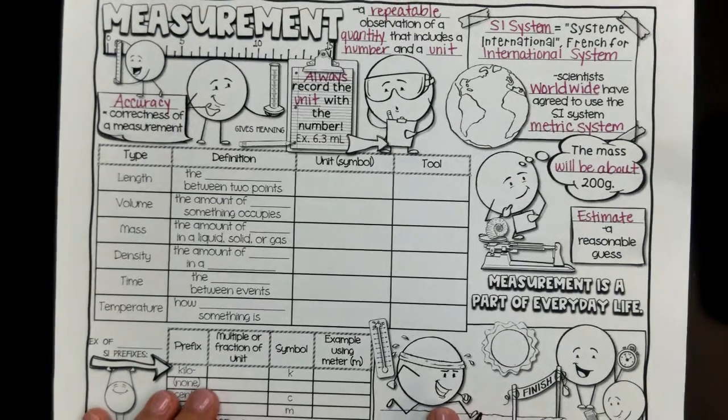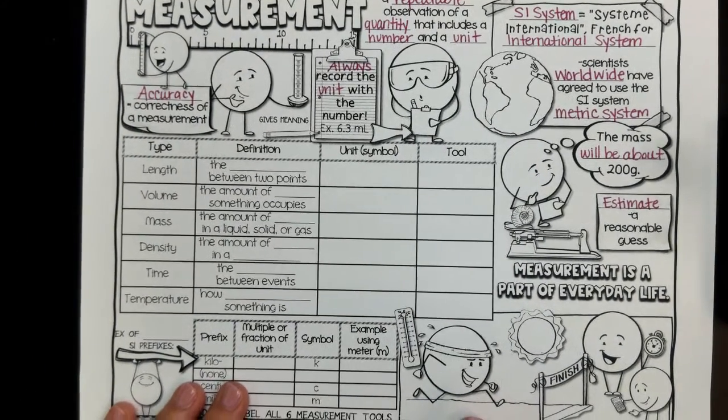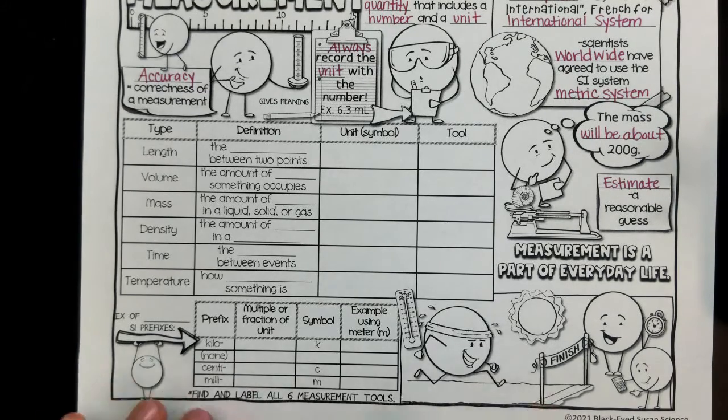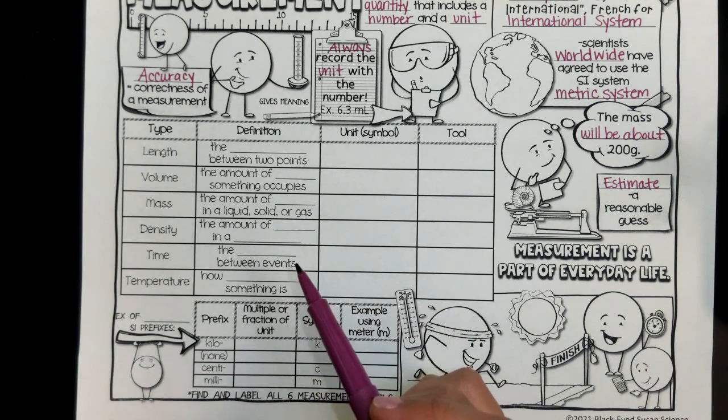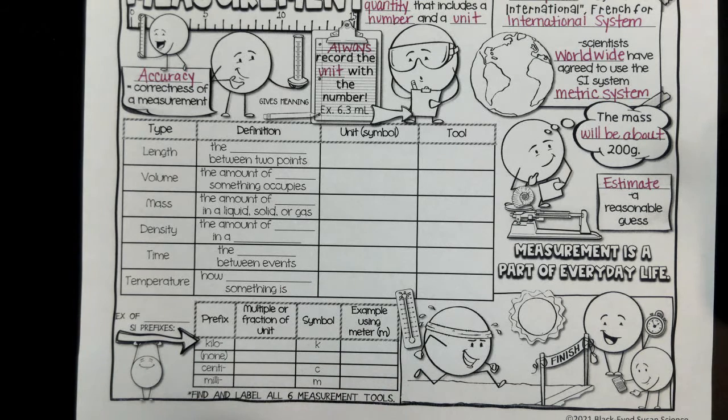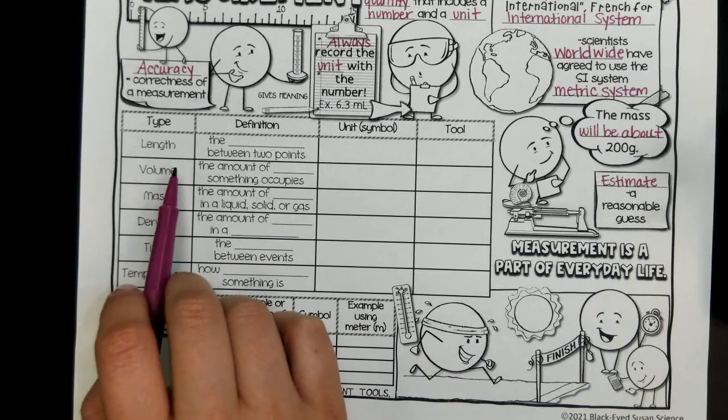All right, so the most important part of the notes would be these two charts here. So when you are doing any kind of activity, experiment, investigation, lab, whatever it is, and you have to measure, you want to make sure you're using the correct tool and that you're using the correct units and that you are also measuring correctly. So let's look at length first.